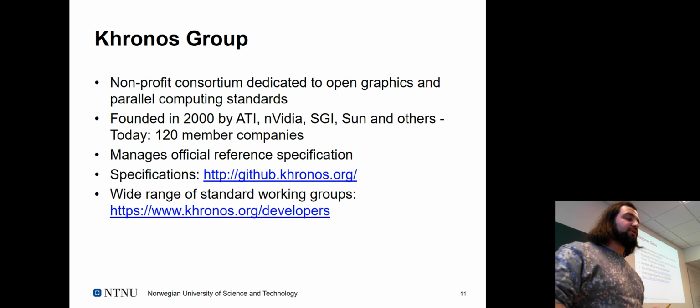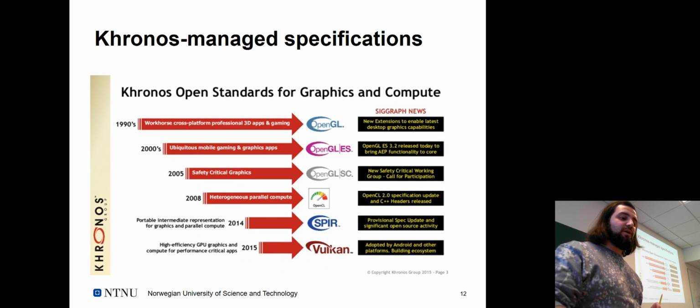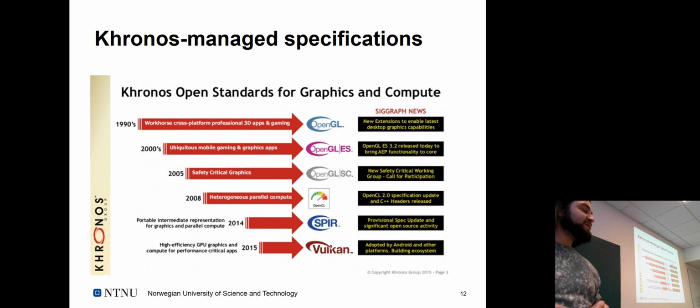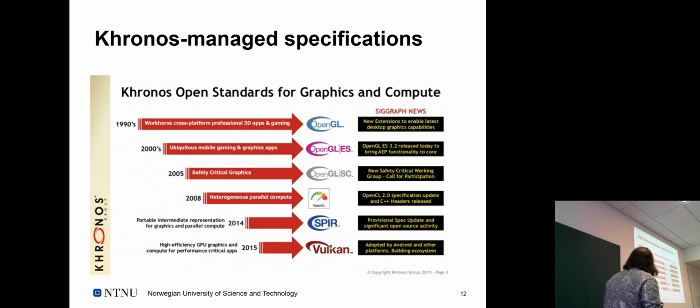They don't only deal with OpenGL, but here we have a whole range of standards defined by them. In the 90s they started with OpenGL, whose primary purpose was cross-platform free apps and gaming, and then in the 2000s they introduced OpenGL ES for embedded systems, like in machines and also mobile technologies. Safety critical graphics was introduced in 2005.